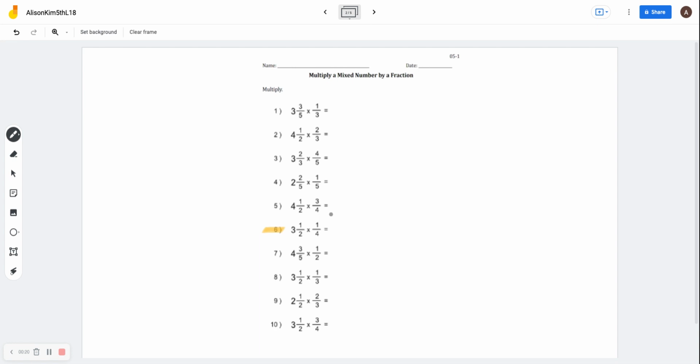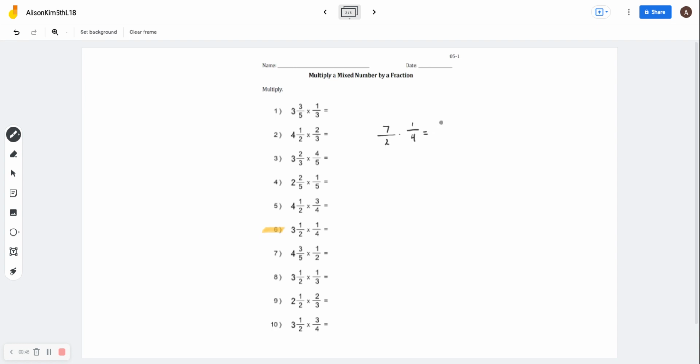So in order to do this, it's easier to get rid of the whole number. And in order to do that, we're going to have to turn it into an improper fraction. So it's going to be 3 times 2, which is 6. 6 plus 1 is 7. Your numerator becomes 7, and your denominator stays the same, so it's going to be 7 over 2. And then we're going to multiply it by the given fraction, which is 1/4.